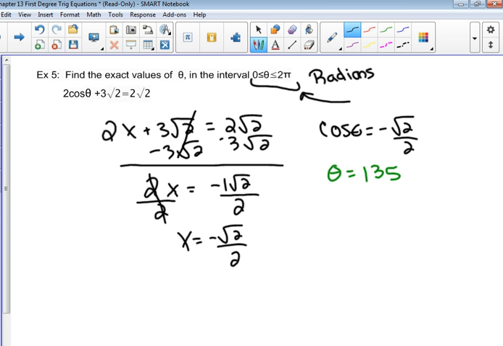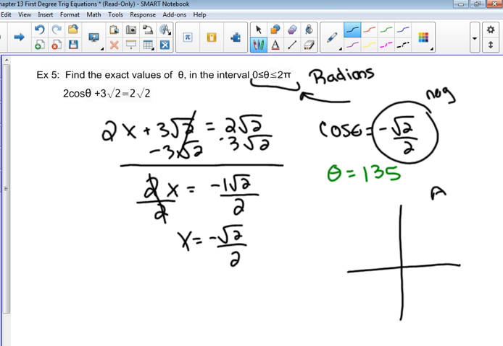Alright, let's pick our quadrant that we should be in. Right? Cosine here is negative. Where do we have to go? Second and third. Good job. So these are the two we want to go into. All right, 135 degrees. 135 is already over here, and so 135 is looking good.